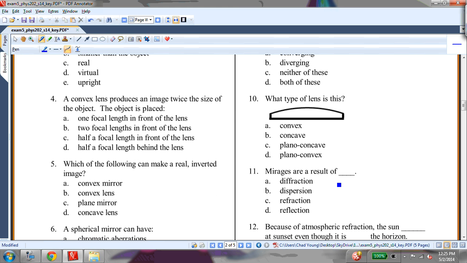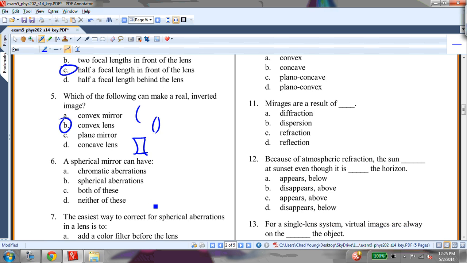Convex lens produces an image twice the size of the object. The object must be placed inside the focal point. All right, so that would be half a focal length in front of the lens. Which of the following can make a real inverted image? That would only be a convex lens. Remember, a convex mirror, that's like a security mirror. A concave lens is like that. A convex lens is like this, and it can make a real inverted image.